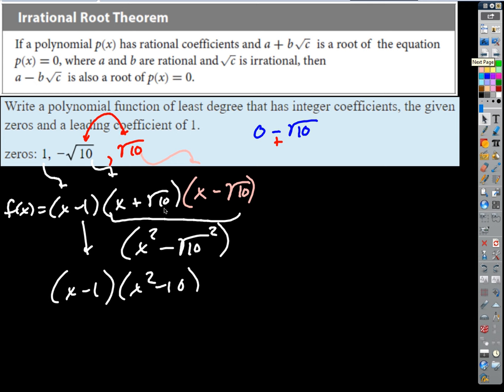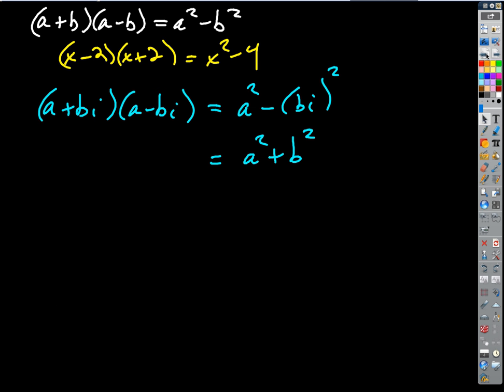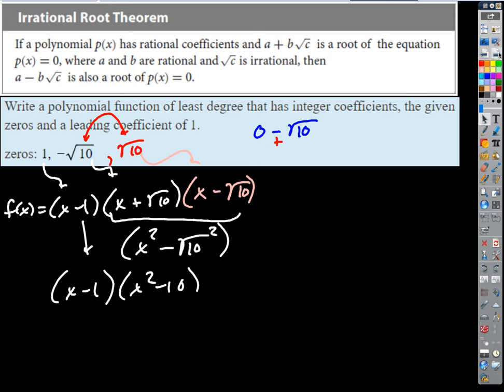That's good. That's going to make things simple because that also follows our pattern. If I have regular conjugates, not complex conjugates, a plus b times a minus b, as we've known for a while, just equals a squared minus b squared. So in this case, I've got x plus radical 10 times x minus radical 10. Well, that fits my pattern of a plus b times a minus b. So I'm going to get x squared minus the square root of 10 squared. Well, what's the square root of 10 squared?